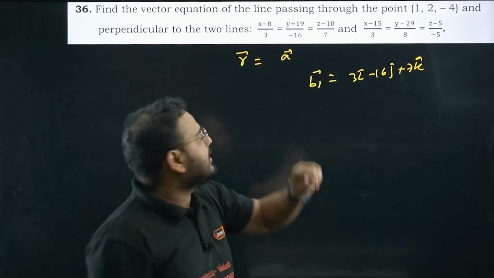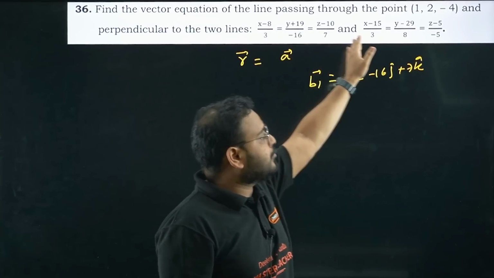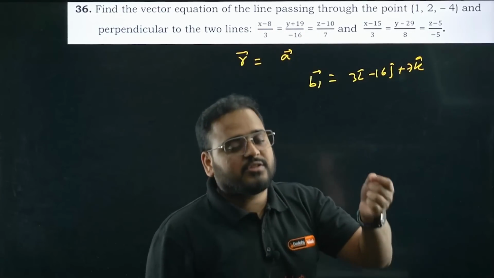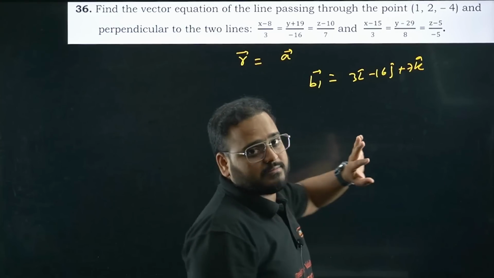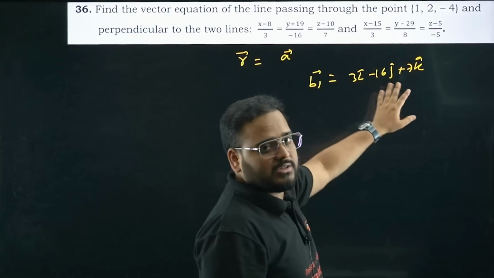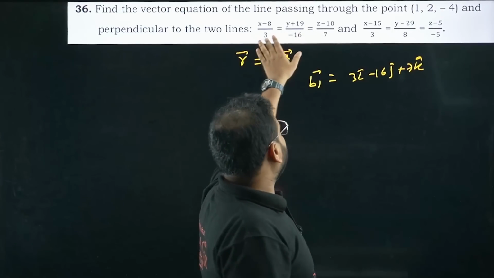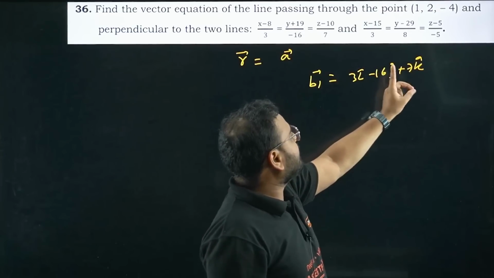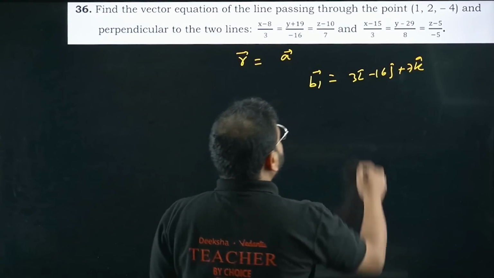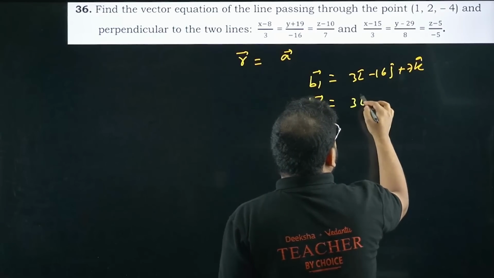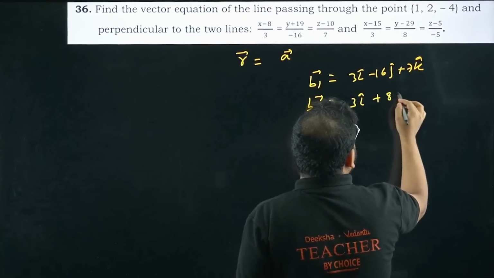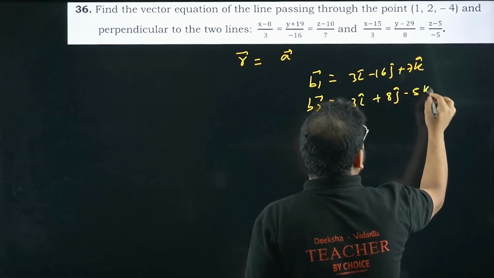I'll repeat myself. If the coefficient of x, y, z in both the equations of the line in the Cartesian form is anything other than 1, then you have to change it. Otherwise if it is 1, then no change. Simply it will remain as it is. So A, B, C: 3i cap, minus 16j cap and plus 7k cap. Same way I can write B2 also. It will turn out to be 3i cap plus 8j cap minus 5k cap.